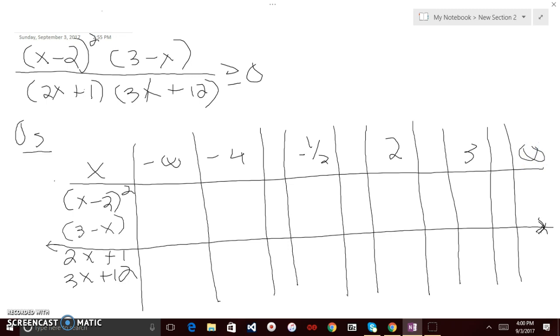So we can just go over this. Negative 4 is the 0 for 3x plus 12. Negative 1/2 is the 0 for 2x plus 1.